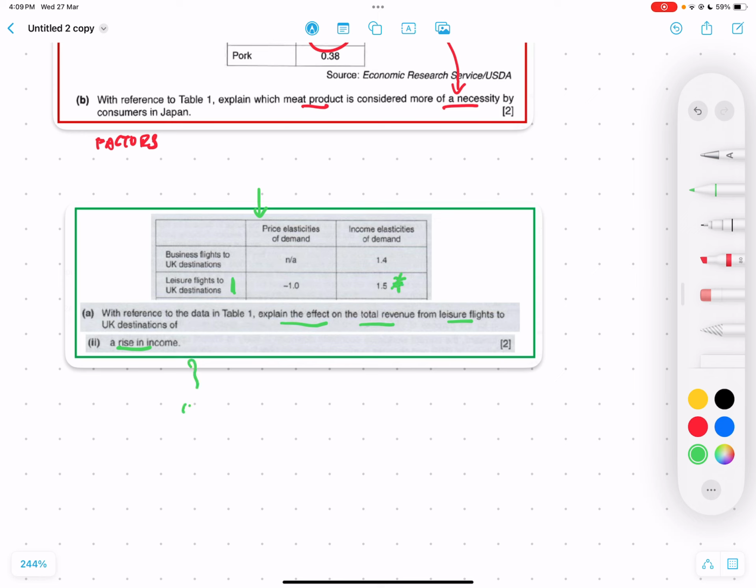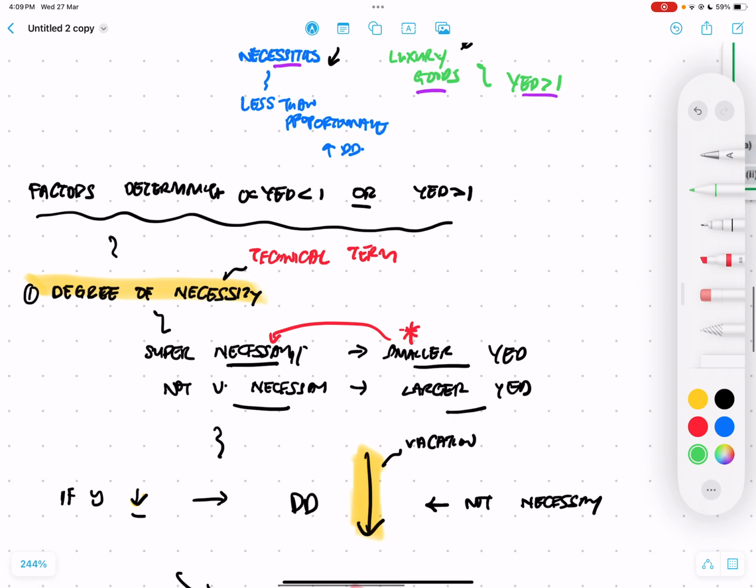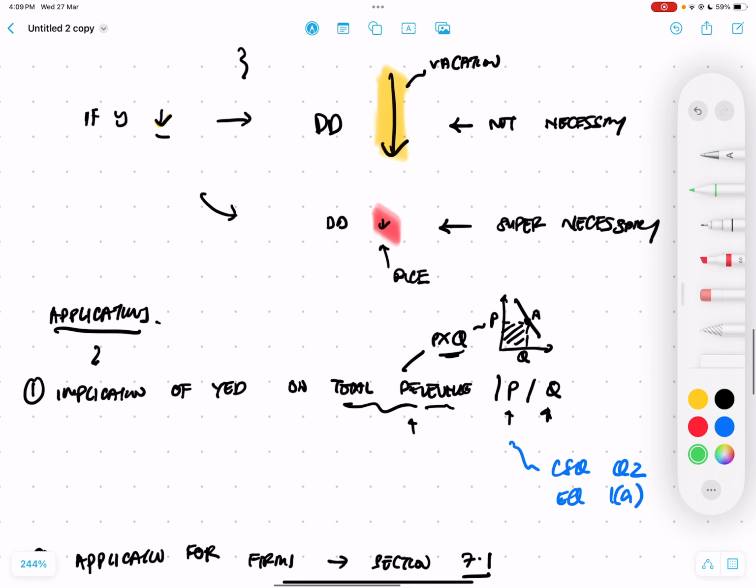You need to know that 1.5 means it's a luxury good. It means that when there's a rise in income, there'll be a more than proportional increase in demand. And if demand increases, your total revenue should also increase. This is the application of YED on total revenue.